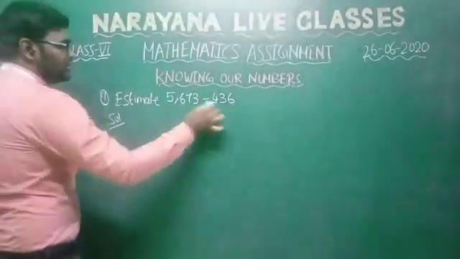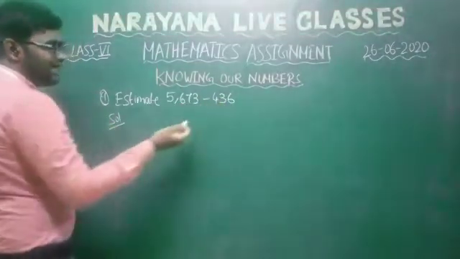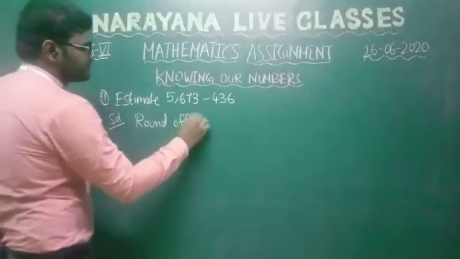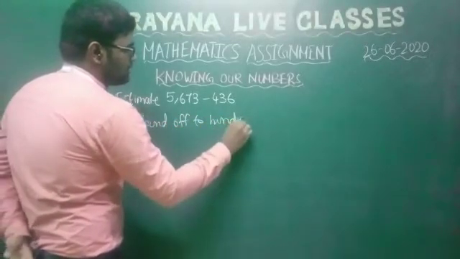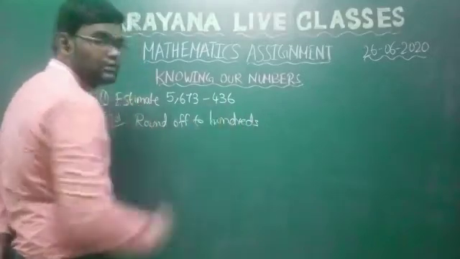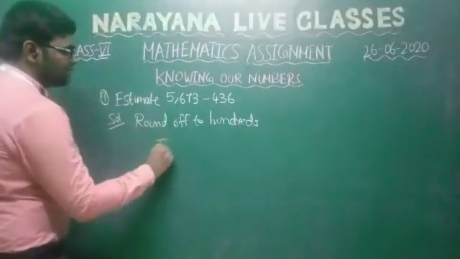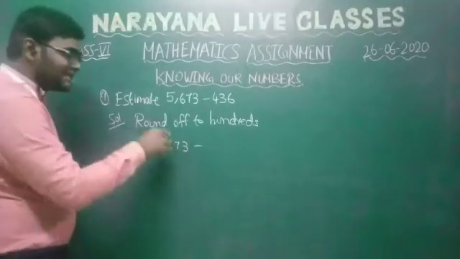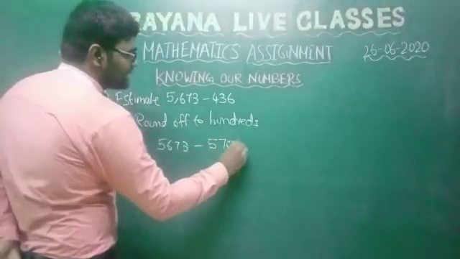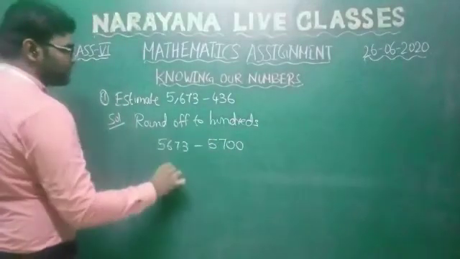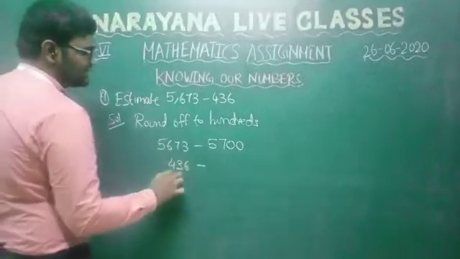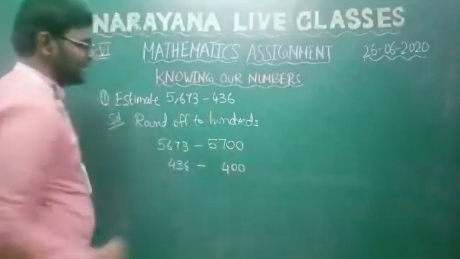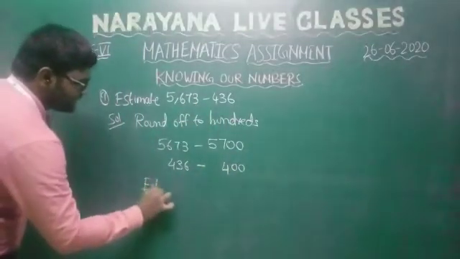Okay. So already I told you, here the smallest number is in the hundreds place, so you have to round off to hundreds. What will you get? 5673, if you are rounding off to 100, how much will you get? 73 is greater than 50, so you will get 5700. Similarly, 436: if you are rounding off, 36 is less than 50, so you will get 0, so 400.